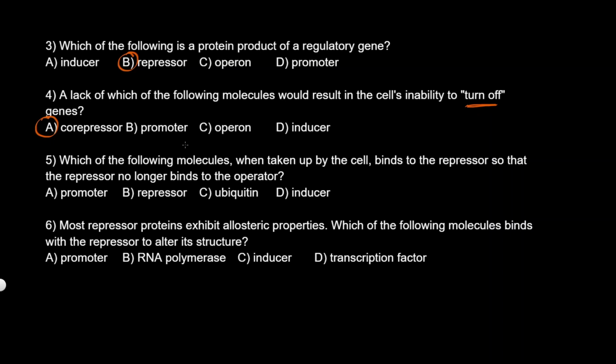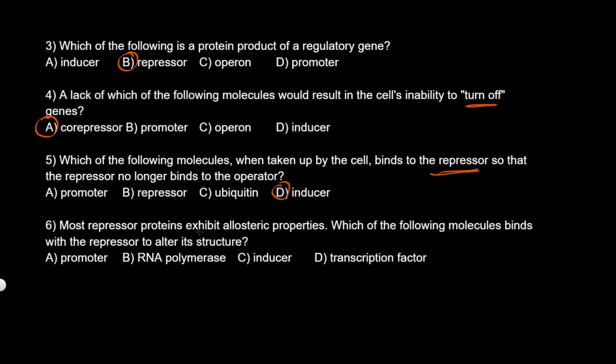Number 5. Which of the following, when taken up by the cell, binds the repressor? What binds the repressor? Well, two things. You got co-repressor binding to it or inducer binding to it. So that repressor no longer binds to the operator. That will be the inducer, correct? When an inducer binds the repressor, the repressor protein changes its shape, so it will no longer bind to the operator, which will turn on the gene.